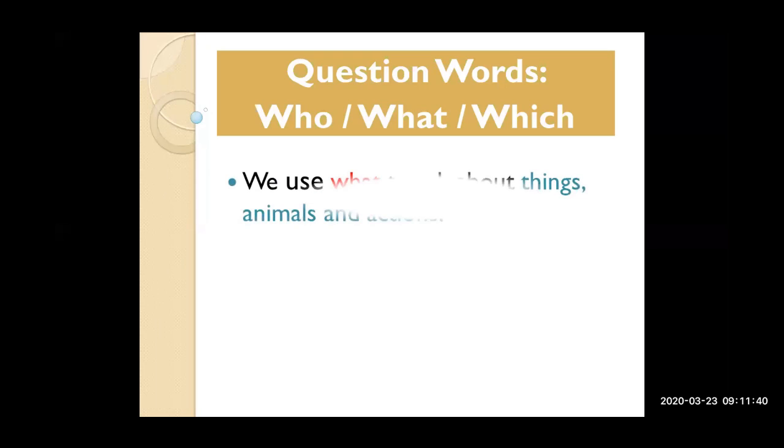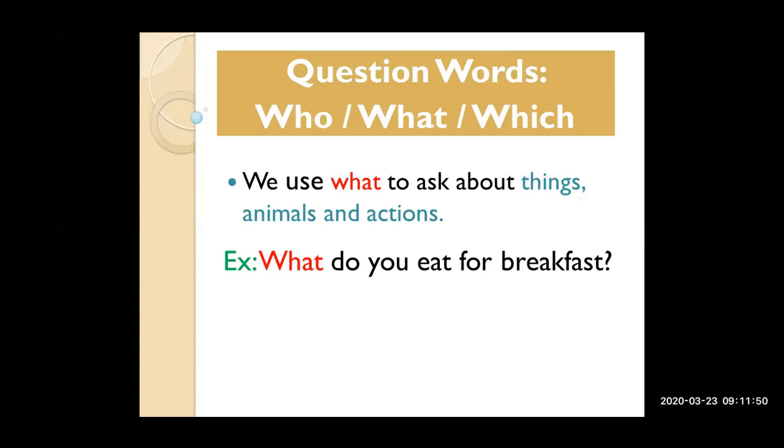Second, we use what to ask about things, animals, and actions. What do you eat for breakfast? The answer: I eat cheese sandwiches. So what asks about things, and the answer is a thing, as you see, cheese sandwiches.